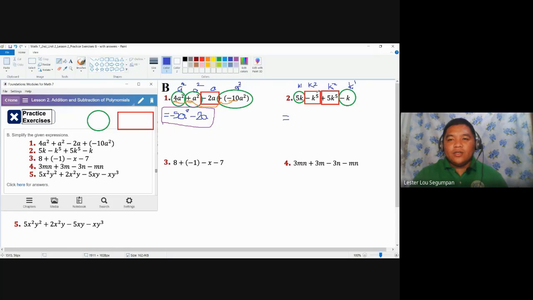By the way, it's up to you which we will use first, but of course, this is given here. Let me just use this one. So let us use only the numerical coefficient. 5 minus, again, there's 1 there. So 5 minus 1 will result to 4. For what? For k.